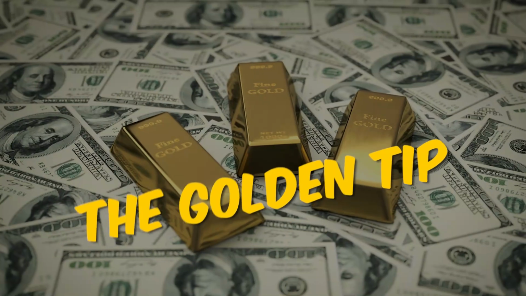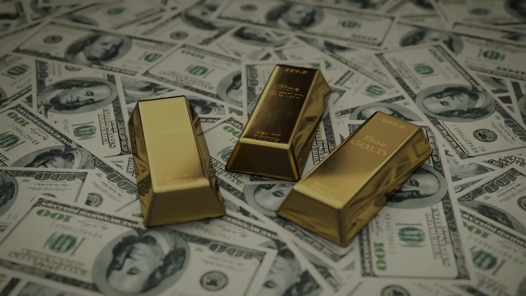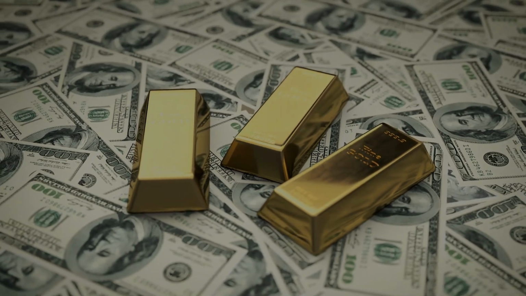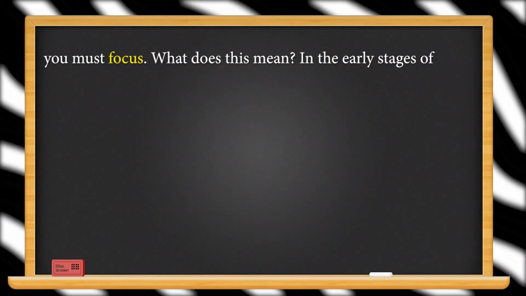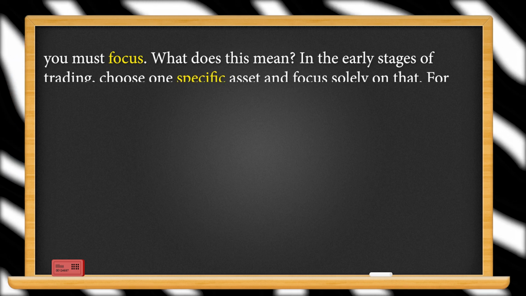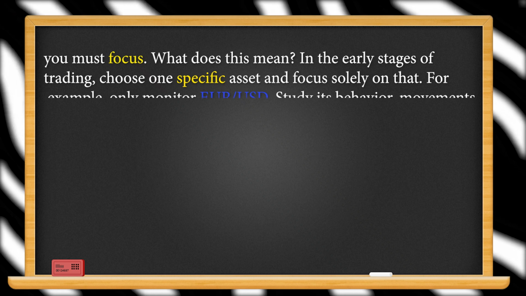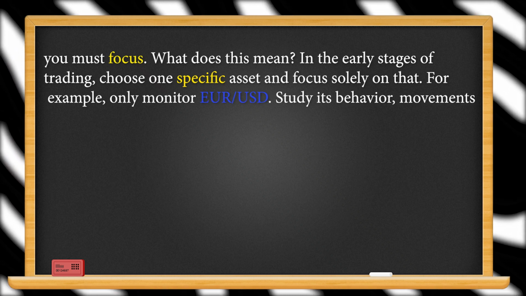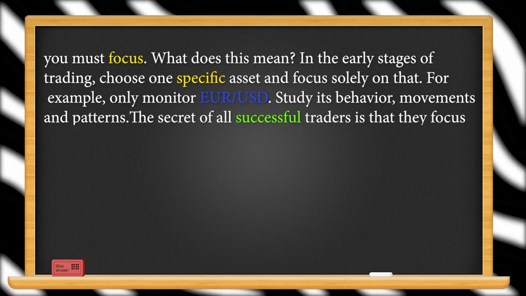The golden tip for those who stayed with us until the end of the video. If you want to achieve consistent profits in trading faster, you must focus. What does this mean? In the early stages of trading, choose one specific asset and focus solely on that. For example, only monitor euro to US dollar. Study its behavior, movements, and patterns.